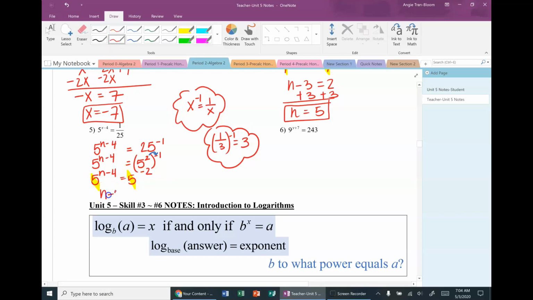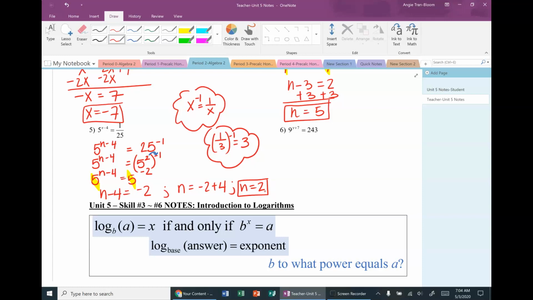We now have n minus 4 equals negative 2. Add 4 to both sides, so n equals negative 2 plus 4. So this means n equals positive 2. And that is our final answer for example 5. Our last one, it's very similar to the first 5.